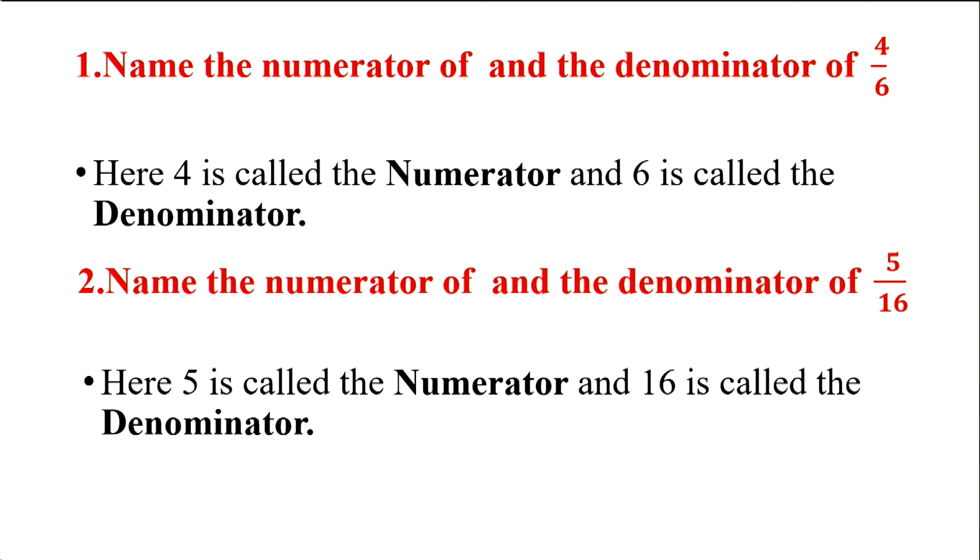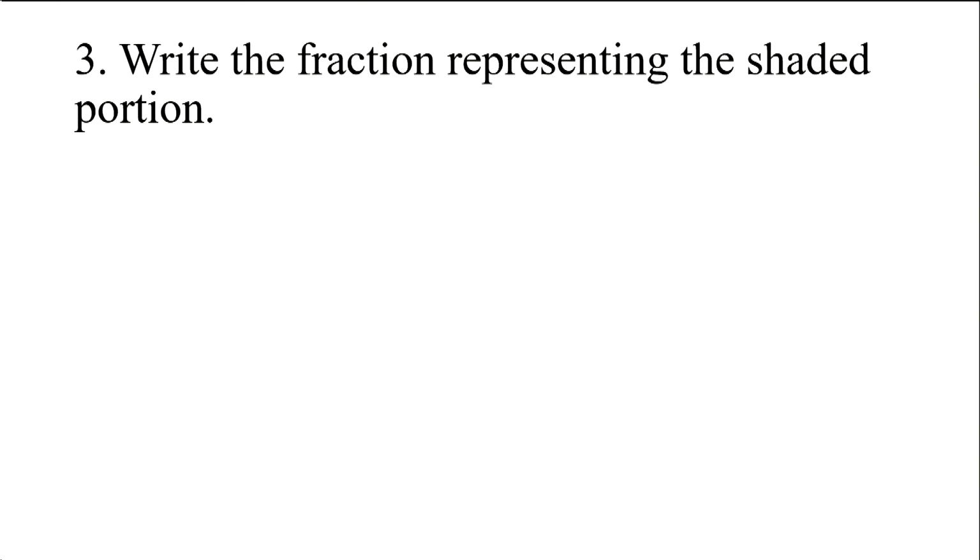In 4 divided by 6, 4 is called the numerator and 6 is called the denominator. In case of the second one, in 5 divided by 16, 5 is called the numerator and 16 is called the denominator. So, the first fraction is going to be read as 4/6 and the second fraction is going to be read as 5/16.